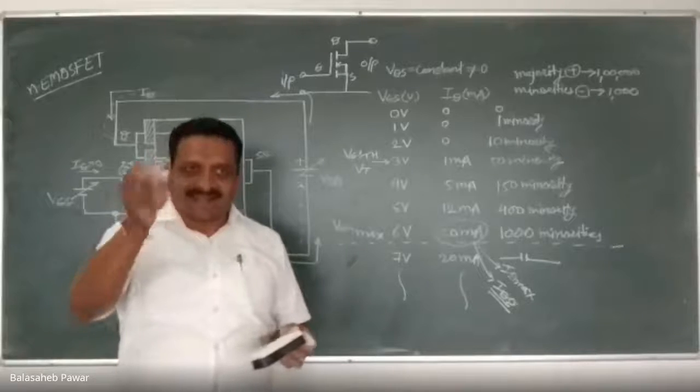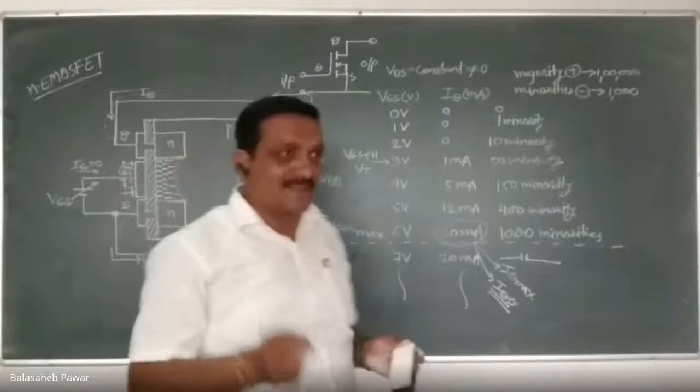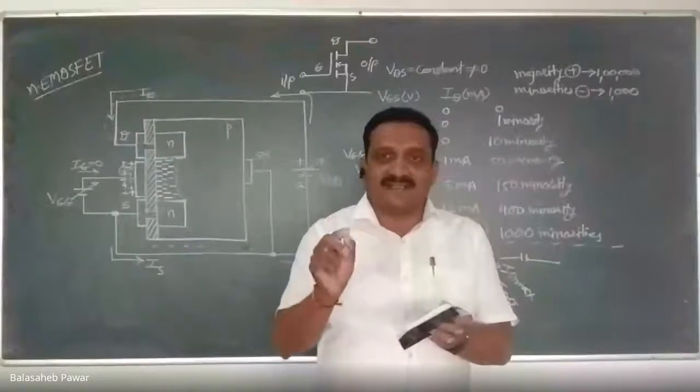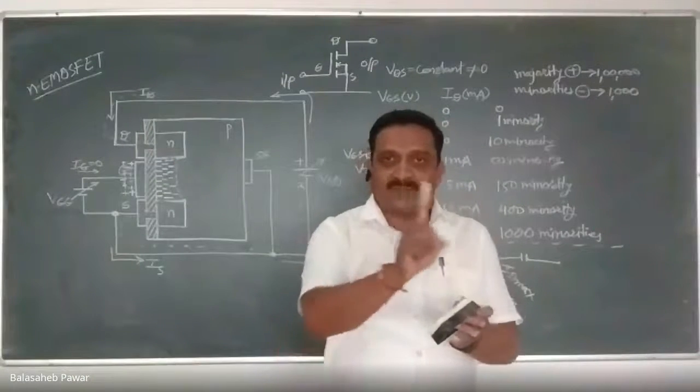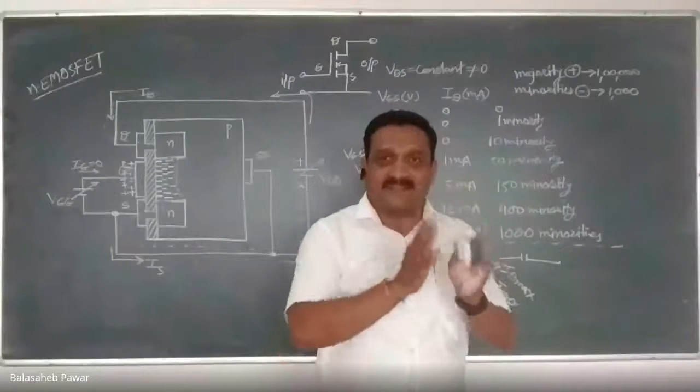Minority charge. Attracted minority charge carrier, right? But that attracted minority charge carrier is also dependent on what? Something input, no? VGS. Very nice. 100%. VGS. Yes, 100% correct.